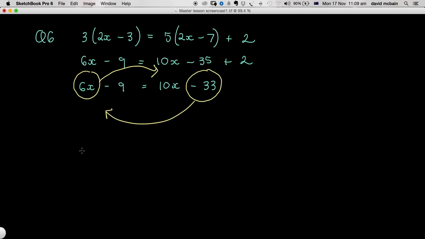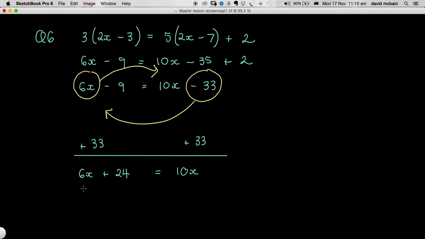So the best thing to do here, sorry about that, would be to add 33 to both sides of the equation to move that negative 33, and so we end up with 6x plus 33 minus 9 is 24. And that will equal the minus 33 plus 33 cancel, so just 10x on the right.